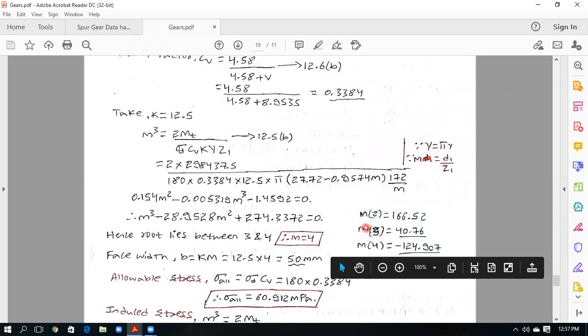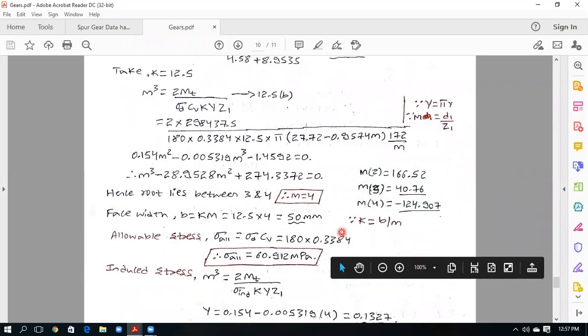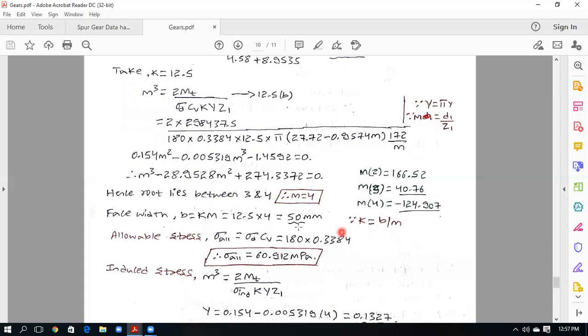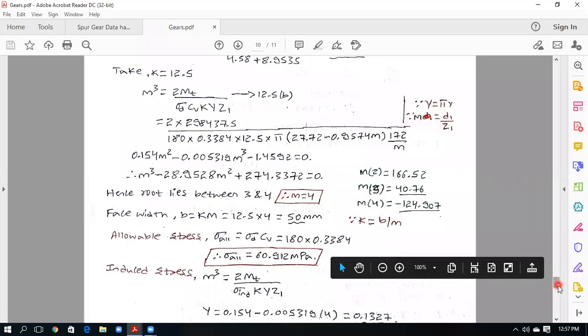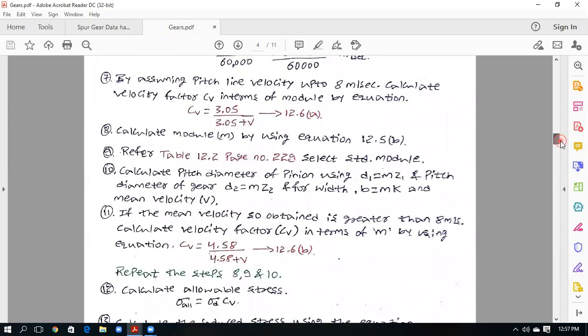But you cannot take the smaller value. You have to take the greater value. M is equal to 4. After that, you have to refer to the table and select the standard module. As the standard module is 4, I have selected that. Otherwise you can see what we have done in the procedure.